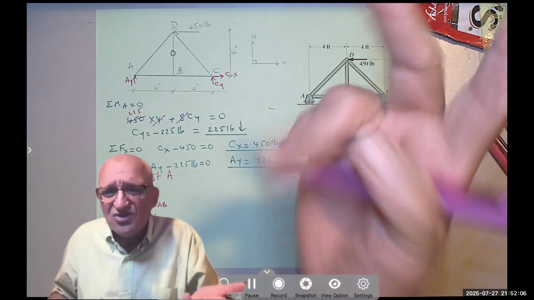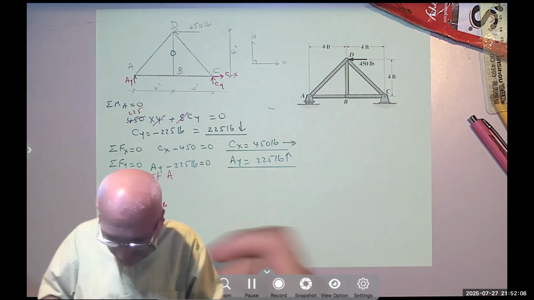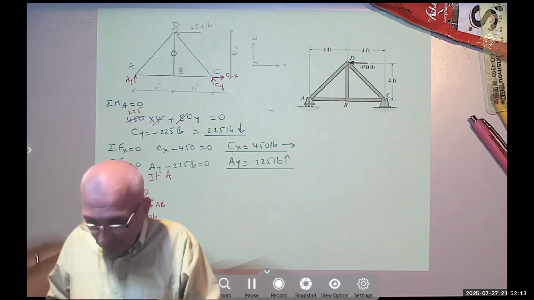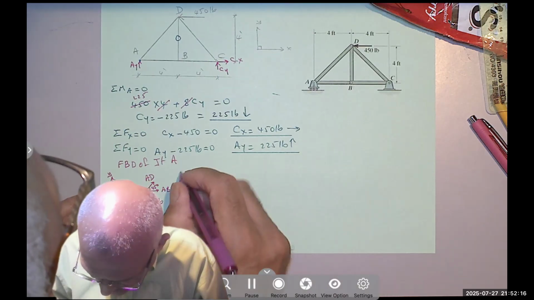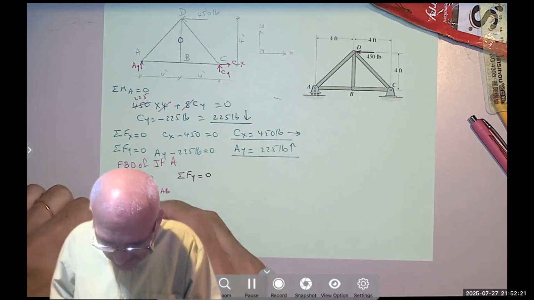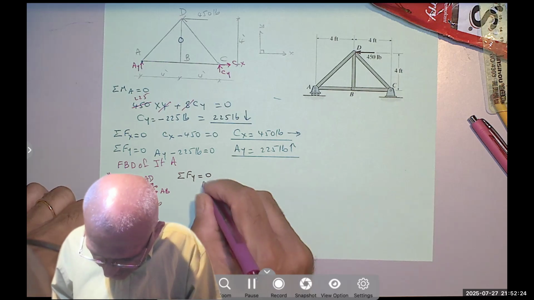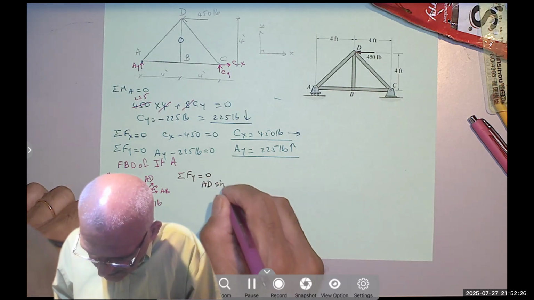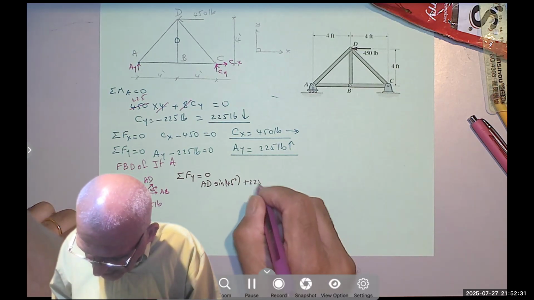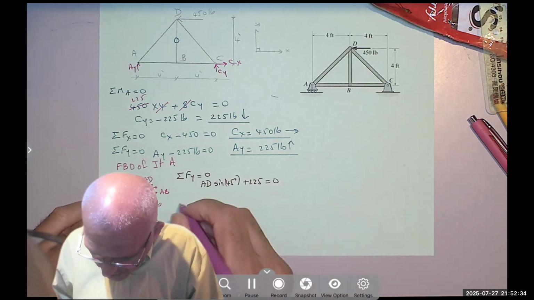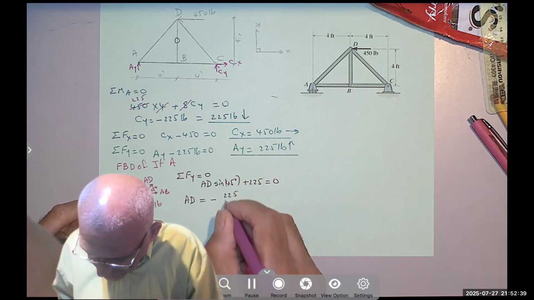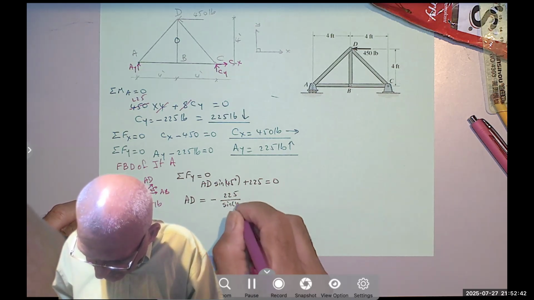But if I do the Y, AB is horizontal, so it doesn't have a Y component. So it makes more sense to say summation of the force in the Y direction equals 0. AD sine 45 is going up, 225 is also going up, equals 0. So AD equals negative 225 over sine 45.